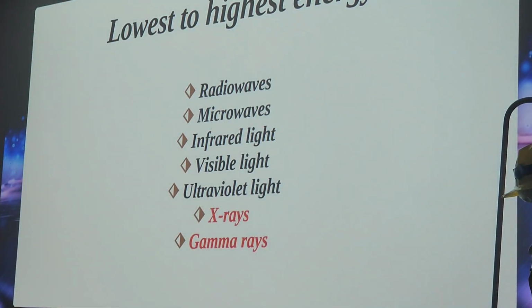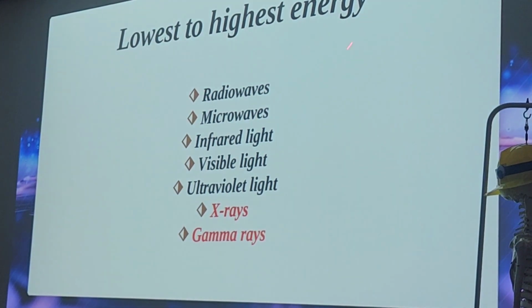So this is the order from lowest to highest energy. The lowest we have are radio waves, then microwaves, infrared light, visible light, ultraviolet light, and then X-rays and gamma rays. Lowest to highest energy. So if I ask you which one of these has the highest frequency, what would your answer be? Gamma rays. If she said wavelength, that would be the radio waves.